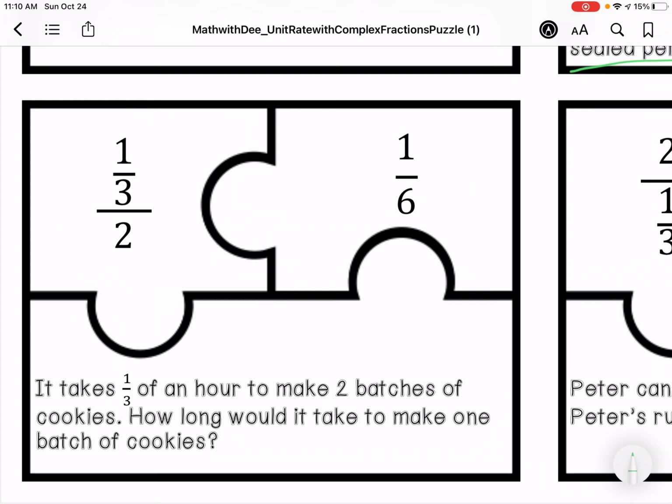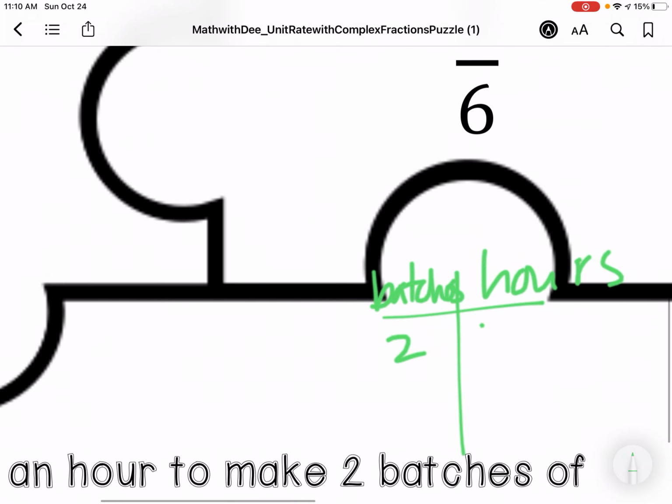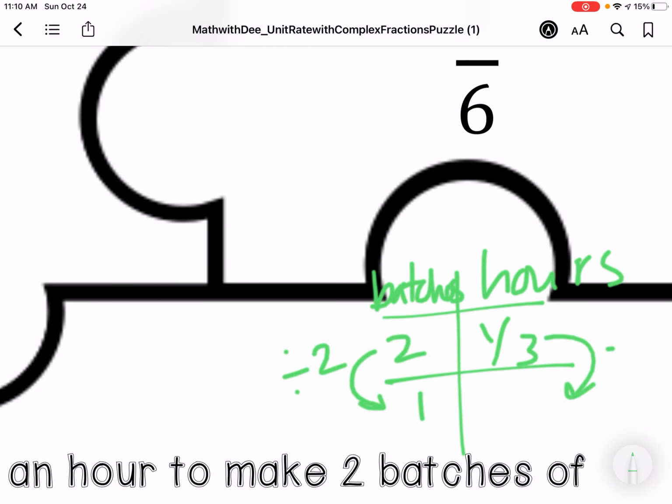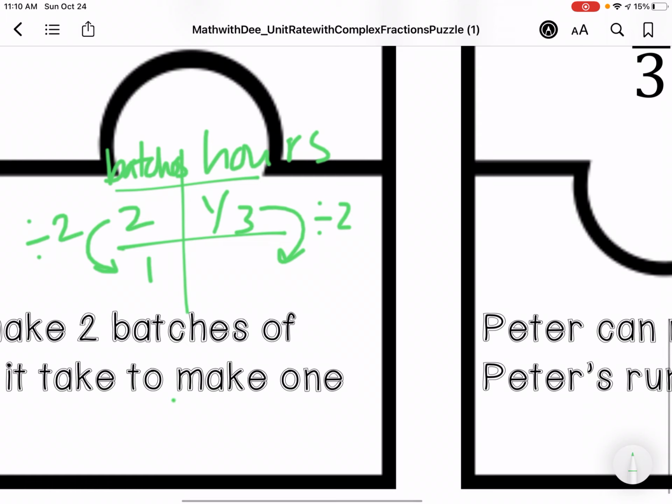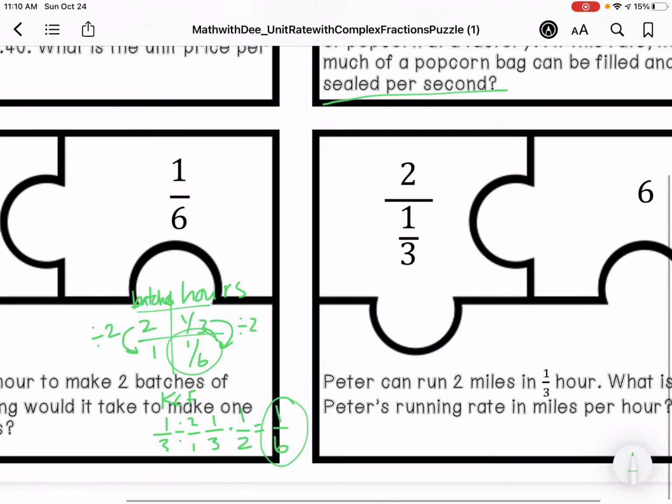It takes 1/3 of an hour to bake 2 batches of cookies. How long would it take to make 1 batch of cookies? So I have my batches and hours. 2 batches, it takes 1/3 of an hour. I want to make 1 batch, so I'm dividing by 2. So I have 1/3 divided by 2 over 1. So I'm going to keep, change, flip. So 1/3 times 1 over 2 equals 1/6. So it'd be 1/6 of an hour, which is actually 10 minutes.